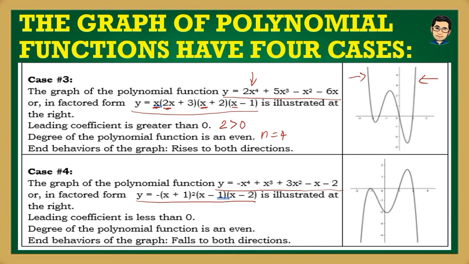So, the leading coefficient is negative 1. So, negative x to the 4th power po kasing leading term. Yung leading coefficient is negative 1, and negative 1 is less than 0. The degree of the polynomial function is even, which is 4. Kaya ang kanyang end behaviors falls to the left and falls to the right, or simply falls to both directions.